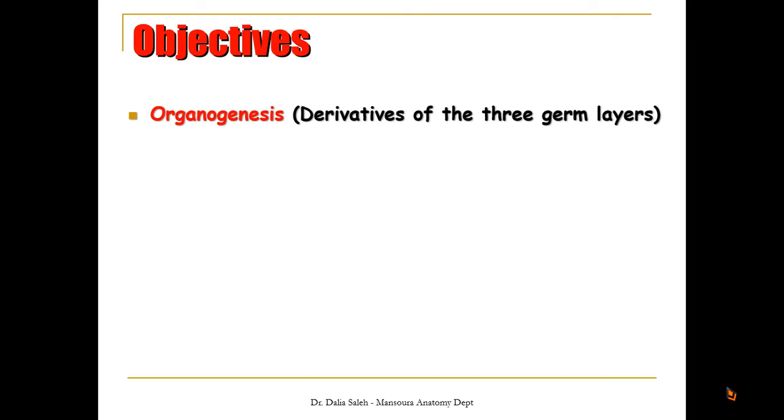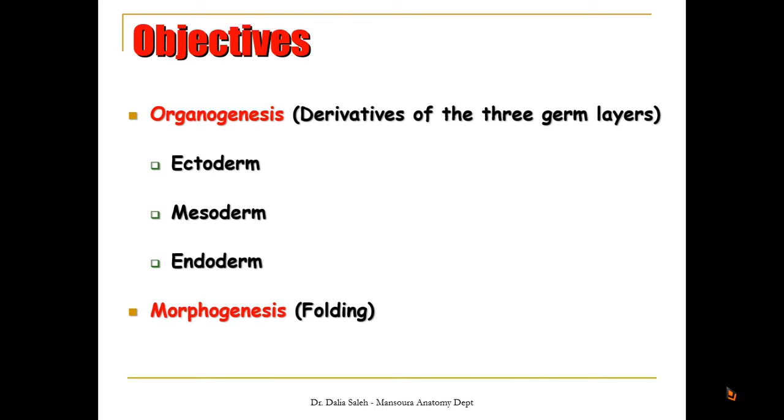The two main events that take place in the embryonic period are: first, organogenesis. In other words, we will learn the derivatives of the three germ layers, the ectoderm, the mesoderm, and the endoderm. And the second big event that takes place in this period also is morphogenesis, or simply folding of the embryo. In this process, the flat trilaminar embryonic germ disc transforms into a cylinder.